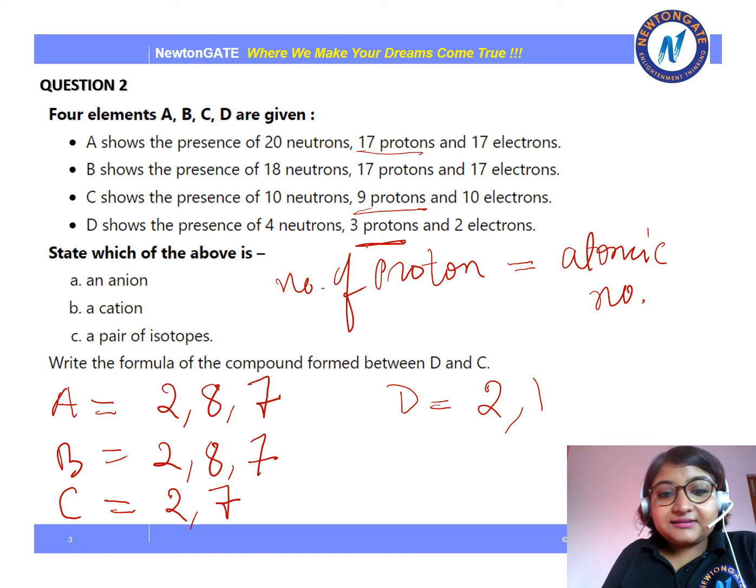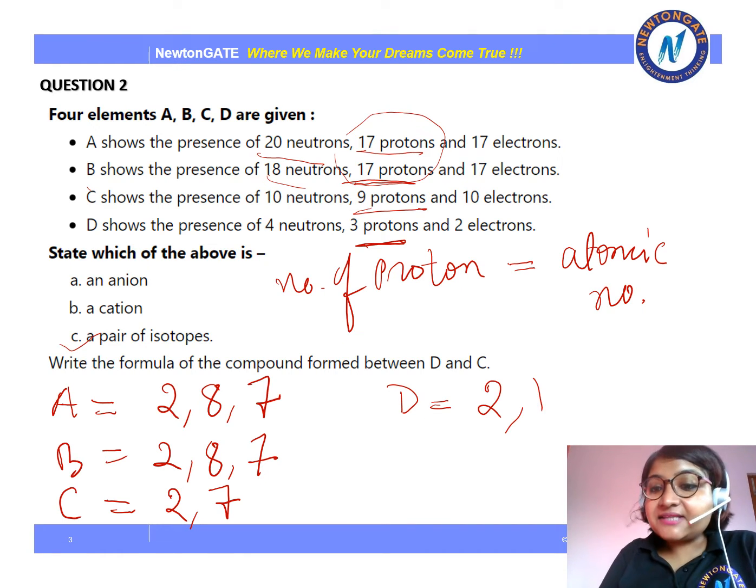Now you can see that A and B both have the same number of protons. That means their atomic number is also the same, but their neutrons are different. That means A and B are the isotope pair, isn't it? Because both of them have the same atomic number, which is 17, and they have different neutrons. That means if they have different neutrons, it is obvious that their mass number will be different.